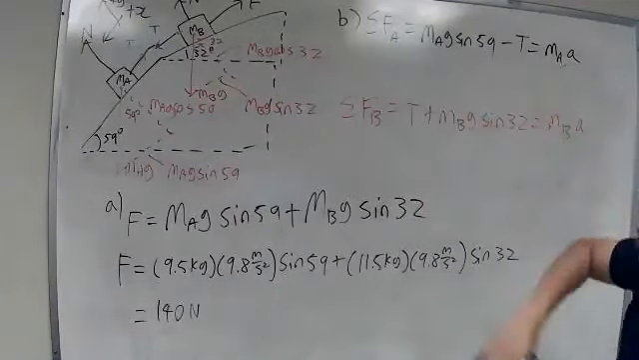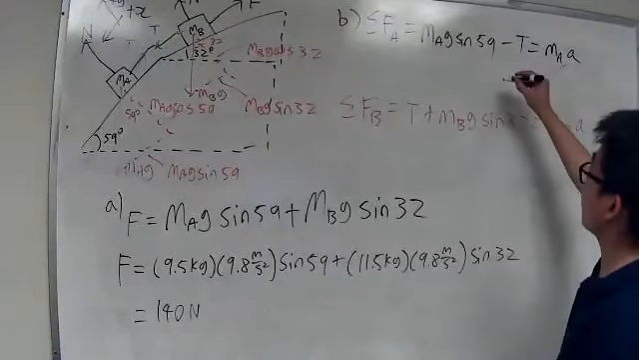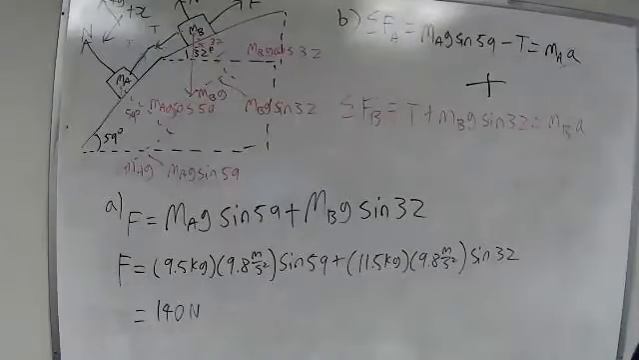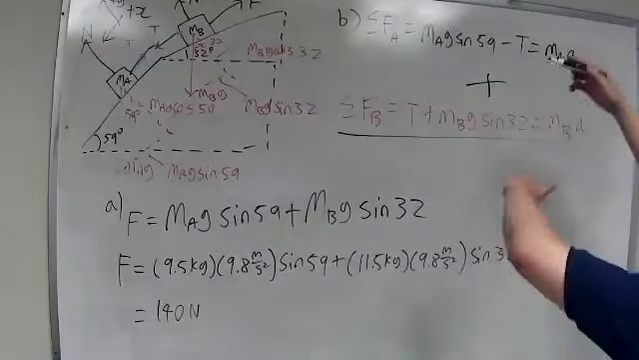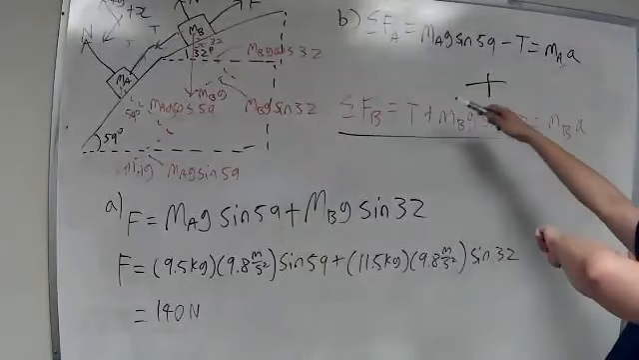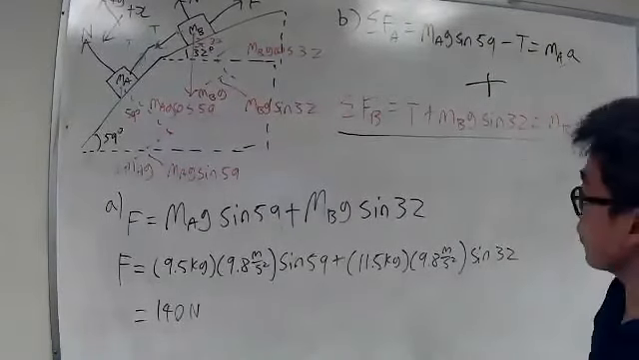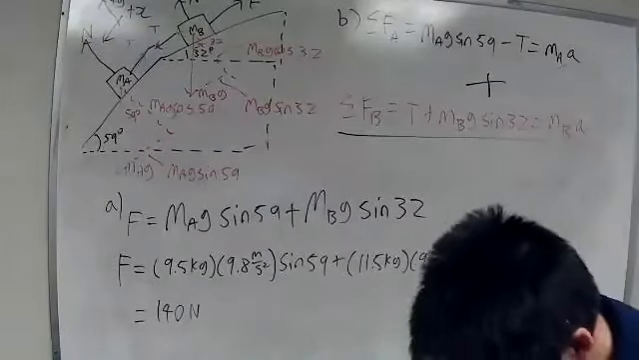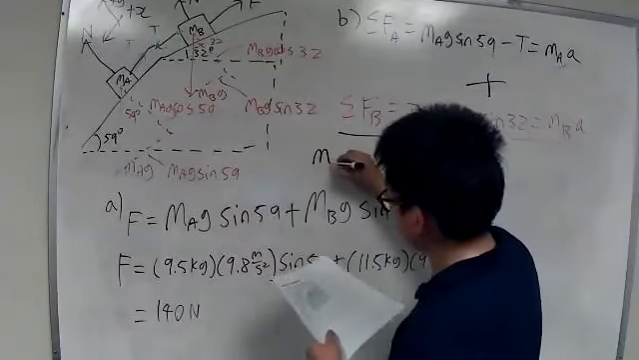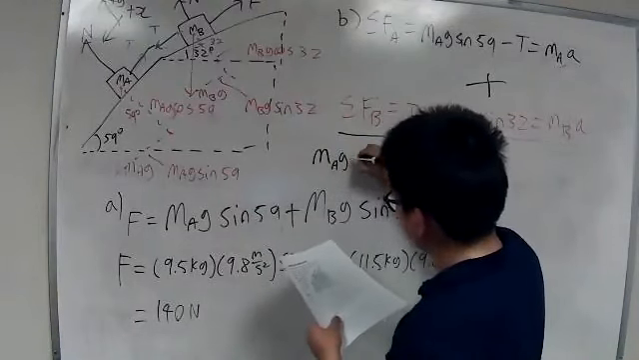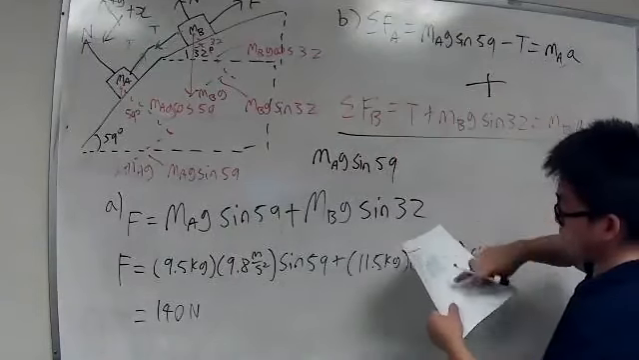I can cancel out the tensions by just adding these equations or by substitution, whatever you want to do. Depending on your math background, this looks fine or completely foreign. But basically, if this is a negative T and that's a positive T, I can just add these equations like this and the T's will go away. So now I can get another equation: m_A g sine 59, and then the tension went away.